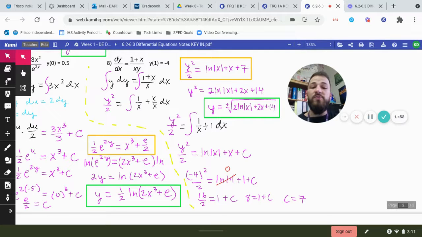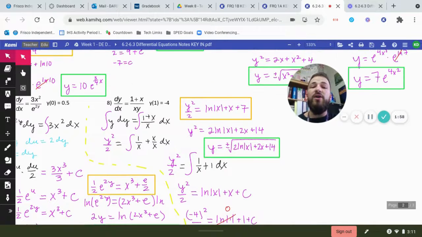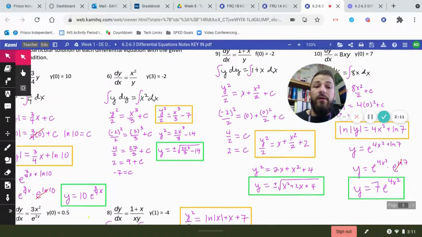Plug in our values. Natural log of 1 cancels out to be 0, so we end up getting 7 for c. And then solve all the way out. That one's a little easier. Multiply the 2, square root the y. So we get positive or negative square root of 2 natural log of x plus 2x plus 14, or our unsolved one if you do not have to solve for y.